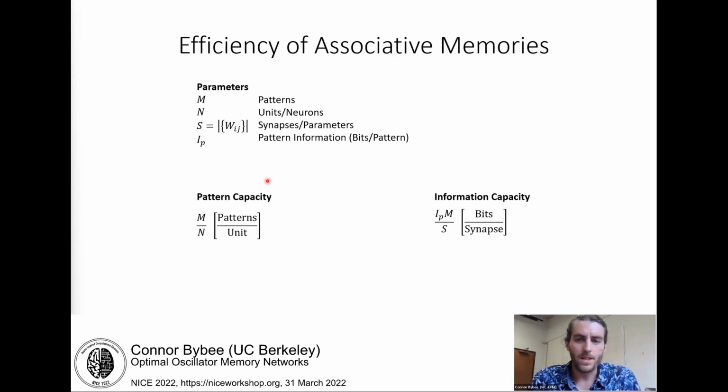So here we'll define some key metrics to be efficient, such as the pattern capacity and the information capacity. The pattern capacity will be defined as the number of patterns stored in the network divided by the number of units or neurons. The information capacity will be defined by the information per pattern times the number of patterns divided by the total number of synapses in the network.